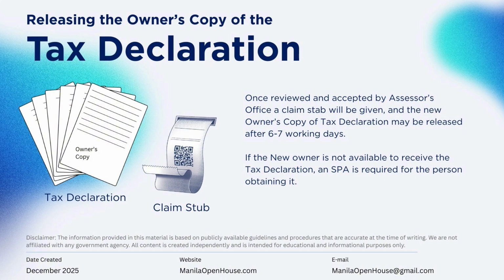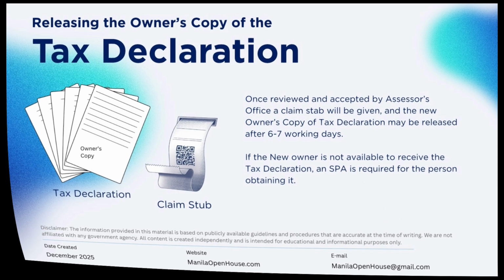Releasing the owner's copy. After the documents are verified and accepted, the assessor's office will issue a claim stub. This serves as proof that the transfer is being processed. The new owner's copy of the tax declaration is typically released within 6 to 7 working days. If the new owner is unavailable to personally receive the document, a representative may claim it as long as they present a special power of attorney.